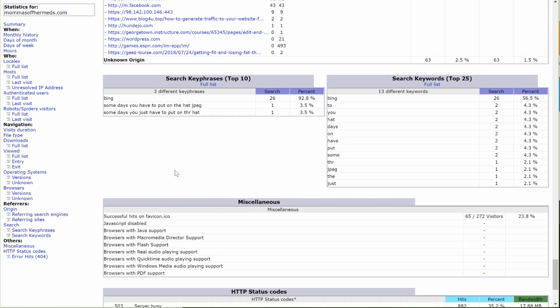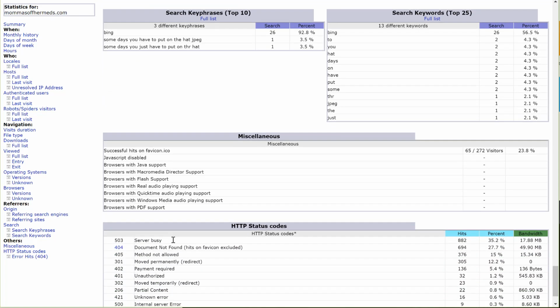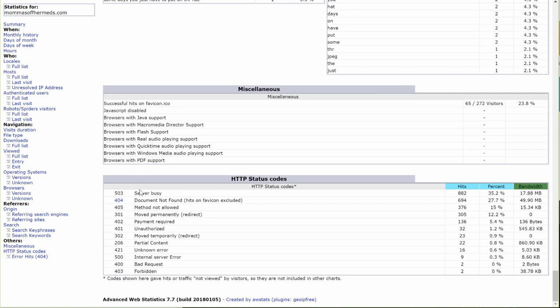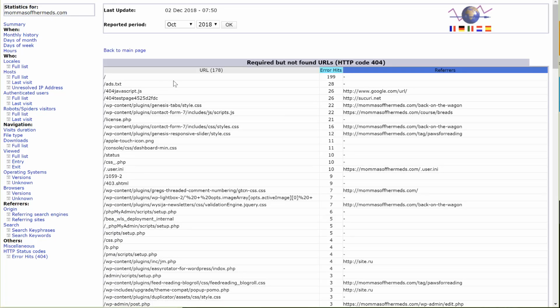Miscellaneous visits to the site. Status code server busy, document not found. And I think if you click on this, it will actually tell you exactly what pages are not being found. And in some cases, they shouldn't be looking at them. Somebody is typing this in and they are trying to access it and they should not be. Okay. So content plugins, back on the wagon, brand. So yeah, I'm not sure. So the refer is this, and it's looking for that. I don't know why.